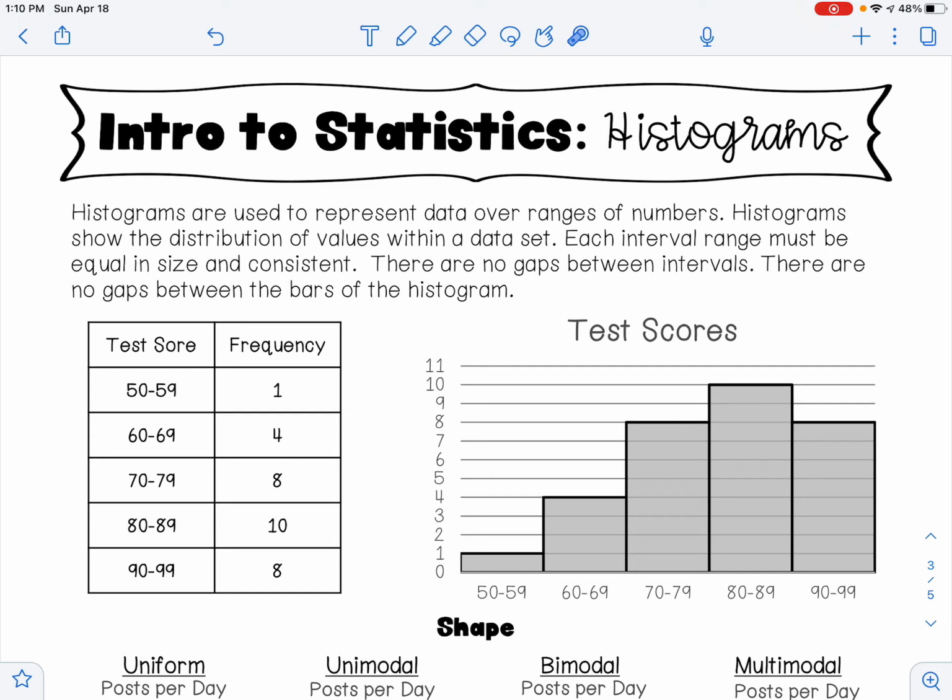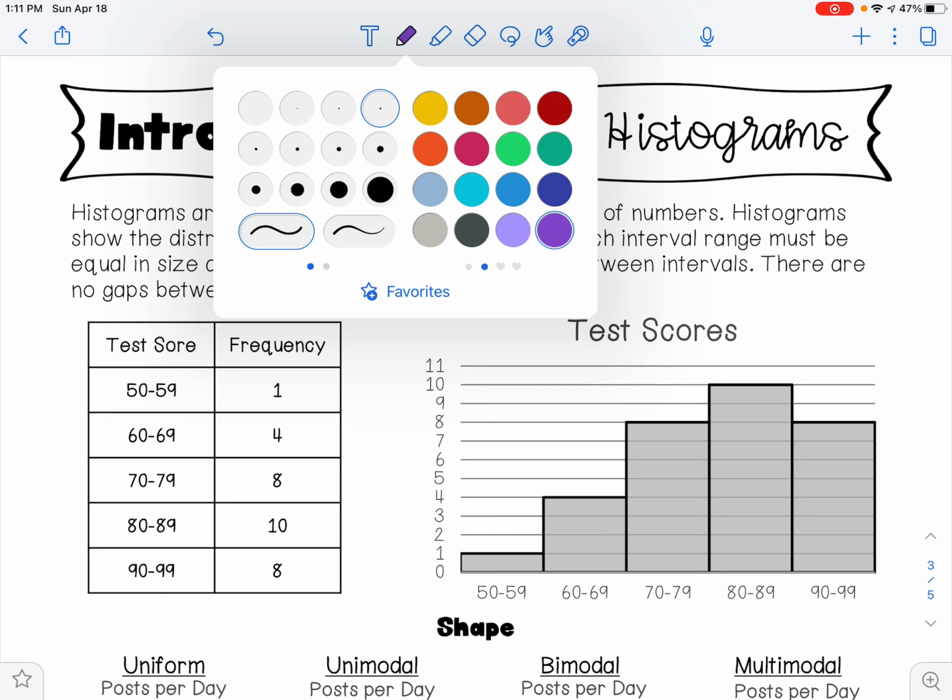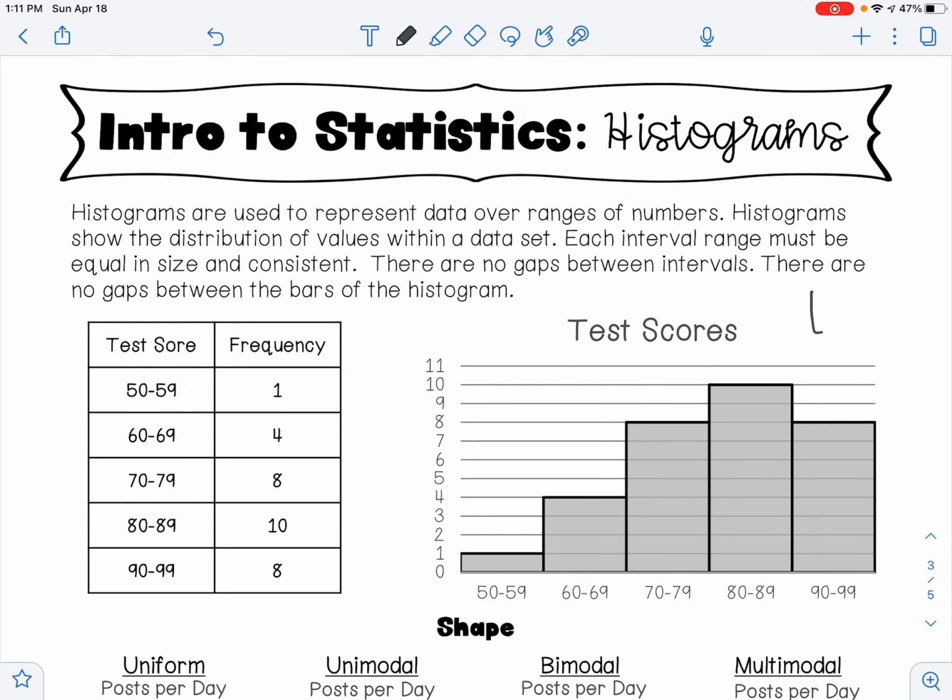So here is a picture of a histogram. Now you may be thinking that this is similar to a bar graph, and a bar graph is similar, but it is not the same. The difference between a histogram and a bar graph is that you'll notice that we do not have any gaps between these bars. A bar graph does have gaps. So a bar graph, if I kind of draw one here for you, would be something like this, where you have gaps between the bars.